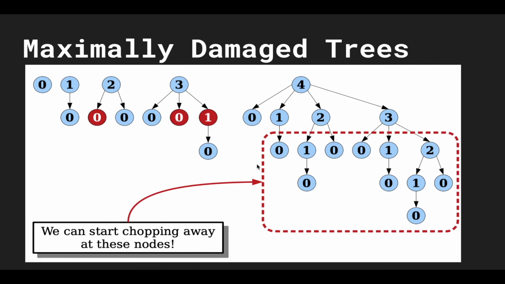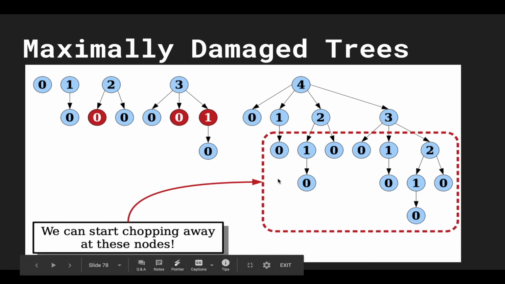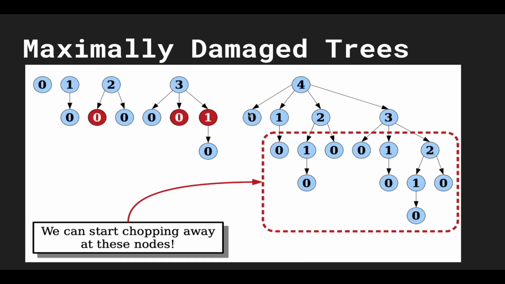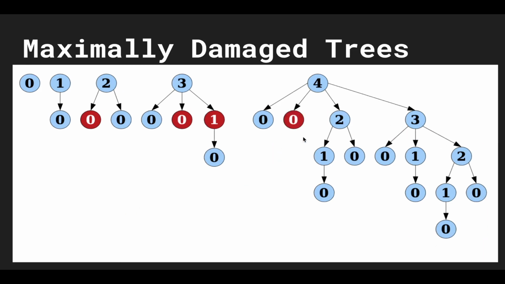Here is a binomial tree of degree 4. And again, we cannot cut off the second layer of nodes because that would mean the tree has less than 4 children, but anything underneath the second layer is fair game. So we can start chopping away at these nodes. So this node right here has no children, so that's fine. This node right here has 1 child, so we can cut off this one right here. So let's cut it off. And we cut it off.